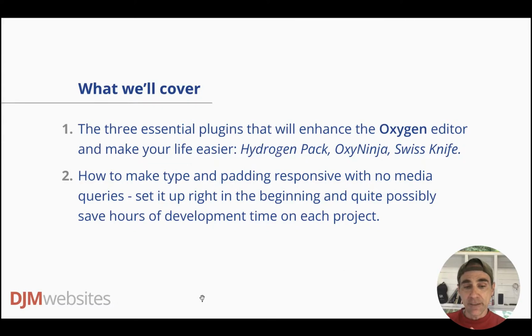Hydrogen Pack and Swiss Knife add functionality to the editor of Oxygen, which helps speed up your workflow. Oxy Ninja is a set of utility classes pre-installed onto your website so that you can get started building with CSS classes right off the bat.